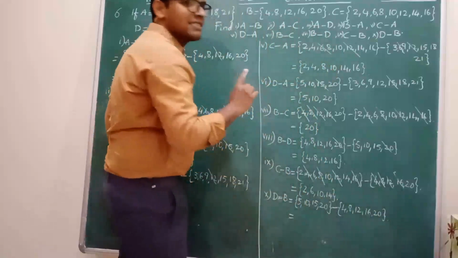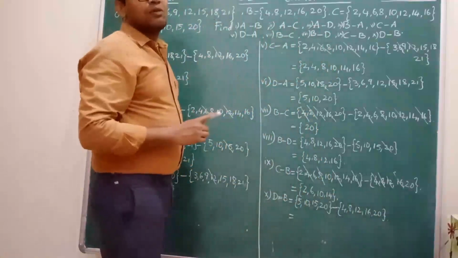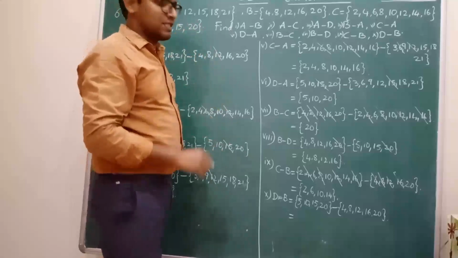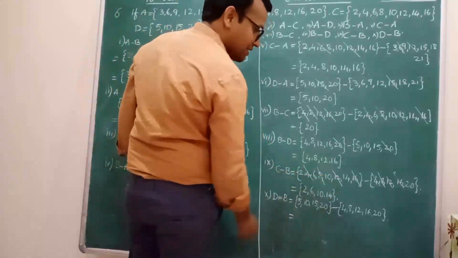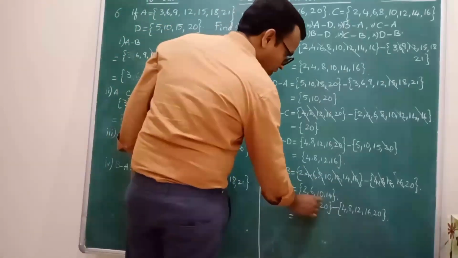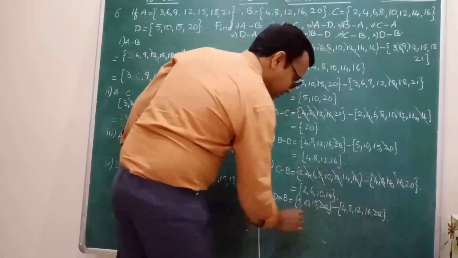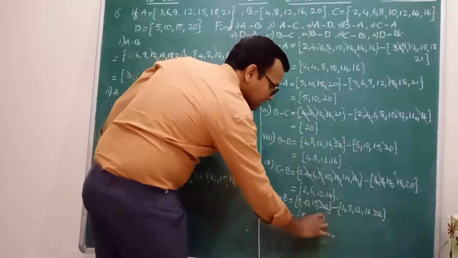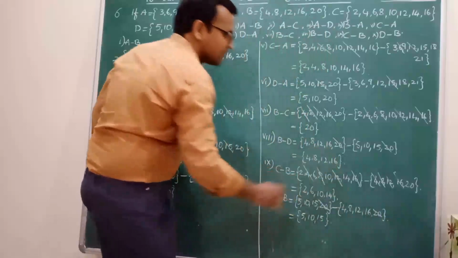Now what is the first step? It is to cancel the common elements. The second step is to write the elements left in the first one. Now what elements are in common? 5, 10, 15? No, only 20 is the common element. And what elements are left? 5, 10, 15.